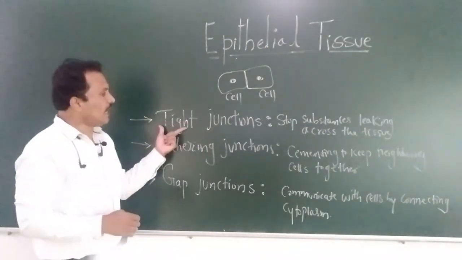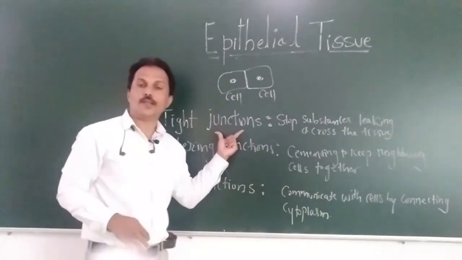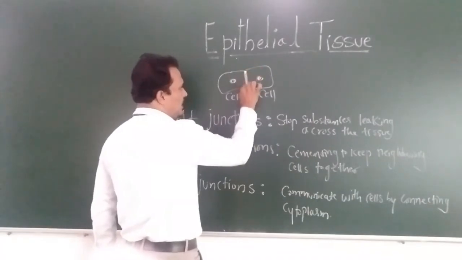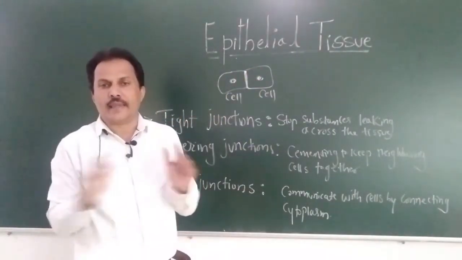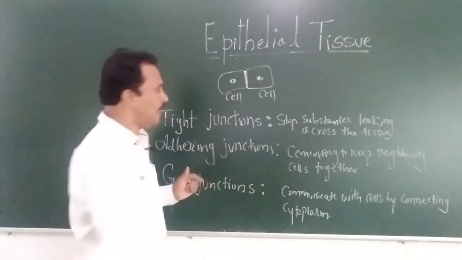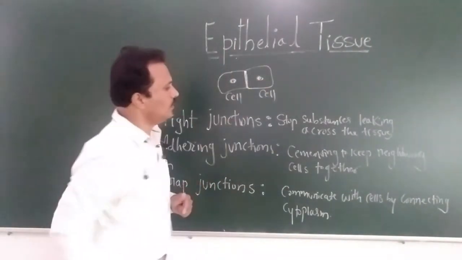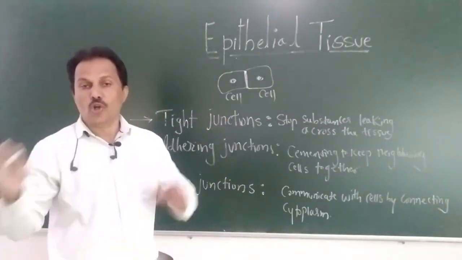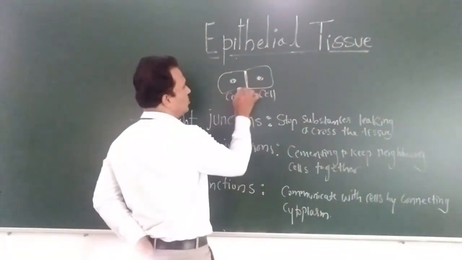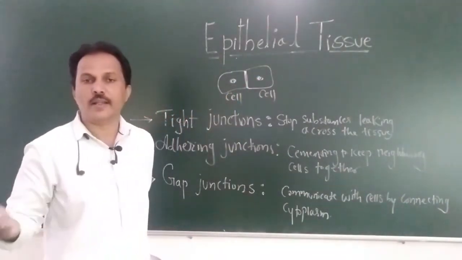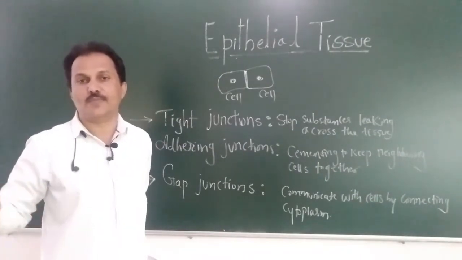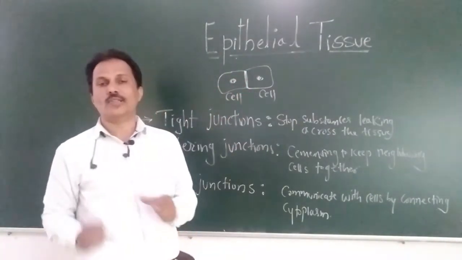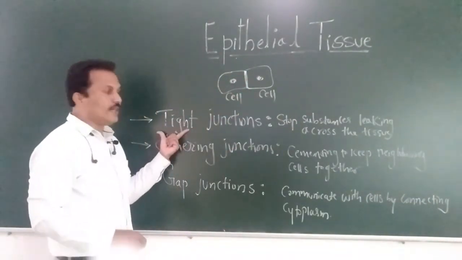Epithelial tissues with tight junctions. In this first type of junction, the two cells are connected so compactly that there is no gap in between. Nothing can pass from one cell to another cell. It stops all substances from being taken across the tissue. Similarly in the other tissue, nothing can pass from one cell to another. Such a junction between these two cells is known as a tight junction.